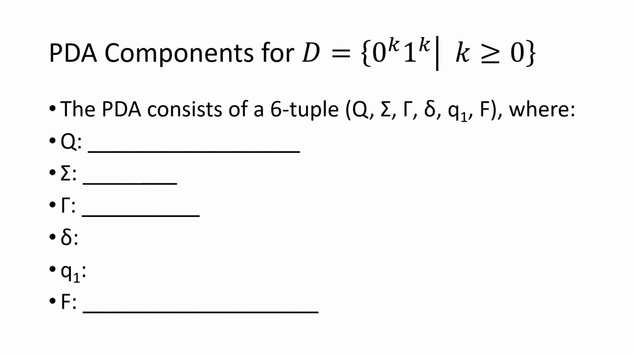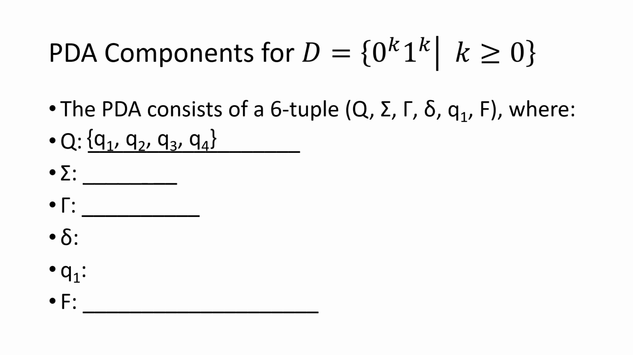After developing your intuition for what's being read and written and pushed and popped onto the pushdown automata, you can go ahead and start to think about how to write it in terms of the 6-tuple, which is how we formalize our description. The 6-tuple consists of Q, sigma, gamma, little delta, an initial state, which I'm calling Q1, and the final state, F. And I'm going to go ahead and tell you the answer for this particular language.